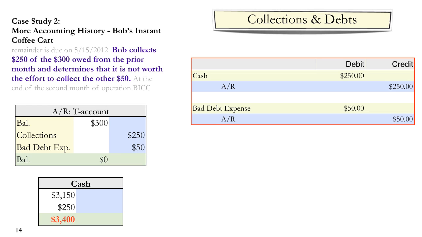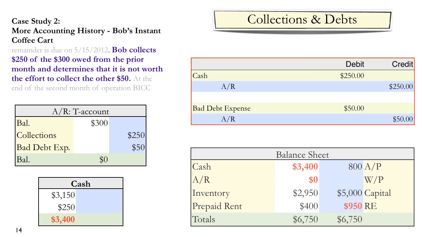We're now in a position to prepare an updated balance sheet. And as you can see, the cash balance is now $3,400. Accounts receivable has a balance of 0. And notice that when we debited bad debt expense, we reduced retained earnings to $950 from $1,000.